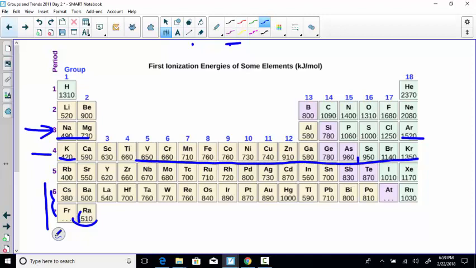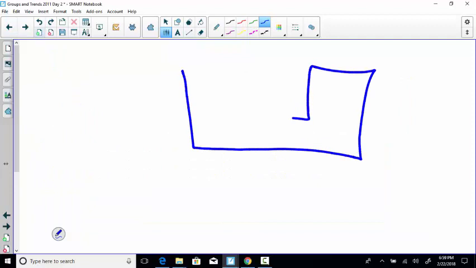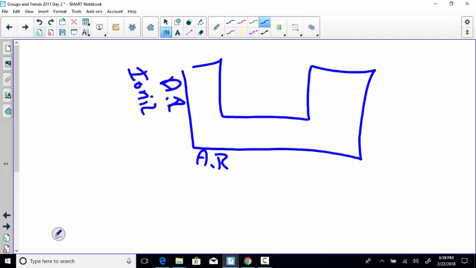So, if you remember that summary periodic table that we made earlier, we have atomic radius here, and atomic radius here. Now we're going to add ionization energy. And ionization energy increases as we go down. And now we're going to put ionization energy here.